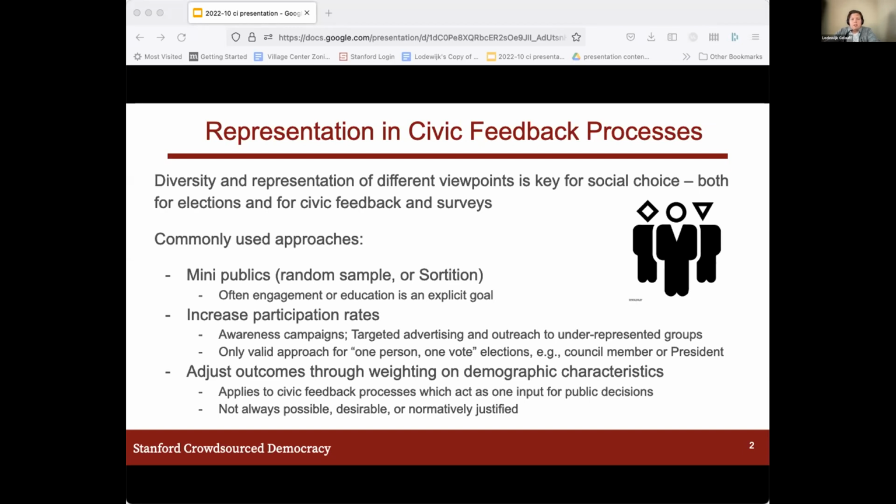The third option available would be to adjust the outcomes, or the way we represent the outcomes, through weighting on demographic characteristics, which especially applies to civic processes where we are trying to present what the outcome would have been if there had been a representative sample. This is not always possible because we may not have demographic information, or it may not be relevant at all. And it may also be normatively dubious in certain situations.